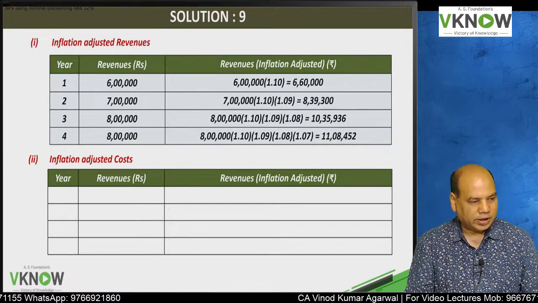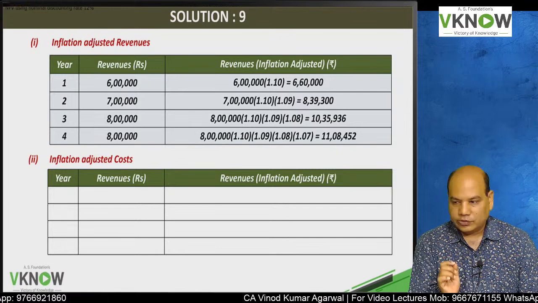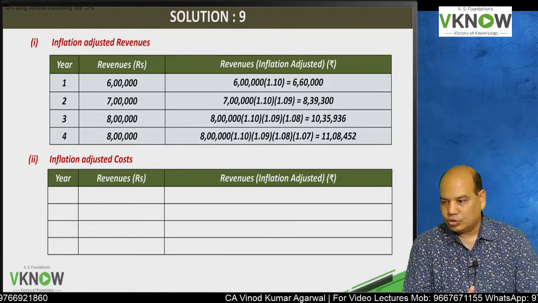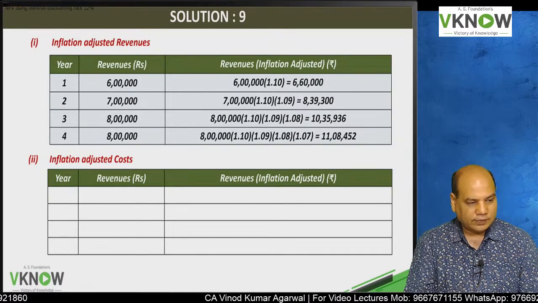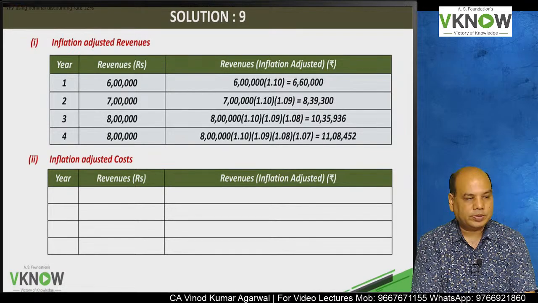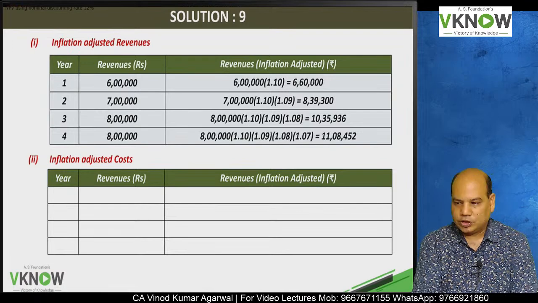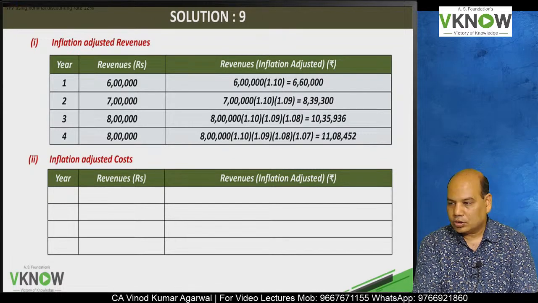Last year, again 8 lakh. 8 lakh into 1.10 into 1.09 into 1.08 into 1.07. Please confirm. The answer is 11,08,452.